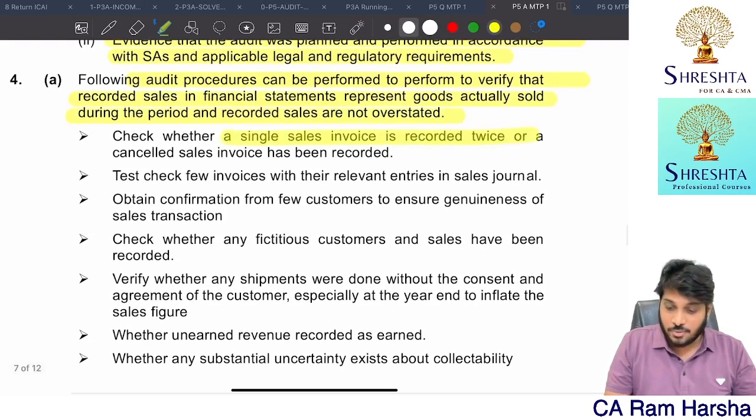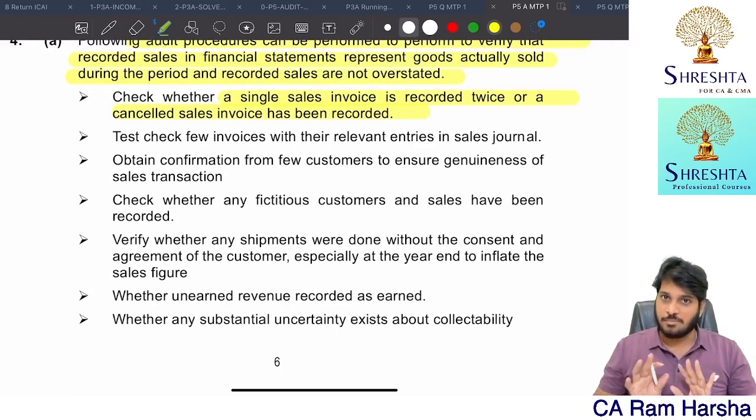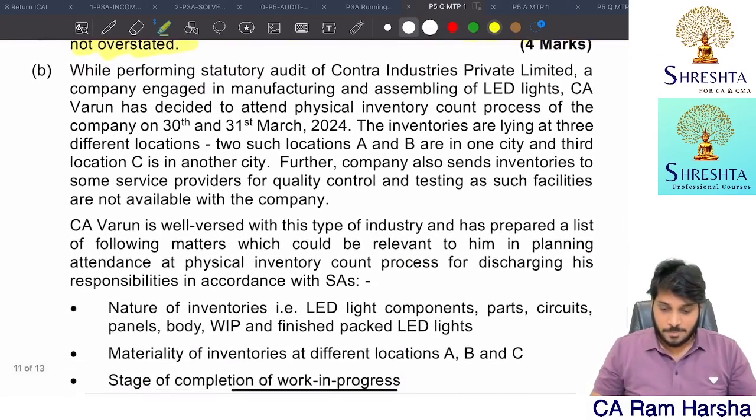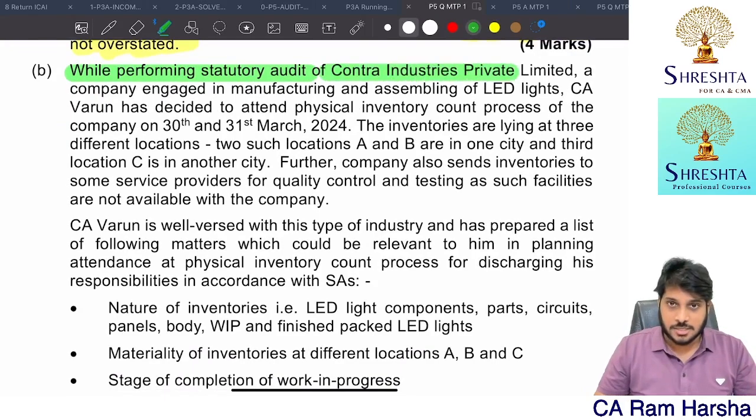So the following audit procedures are to be performed to verify whether the sales represent goods actually sold. Check whether a single invoice is recorded twice. It's nothing but sales audit. I even covered it in items of financial statements audit, P&L items. Please go through that. I'm not reading it here, but you read it again. It's like a revision for you. Next. Pause the video. First read what we have completed. Whatever questions we completed, first read them. Then you continue.